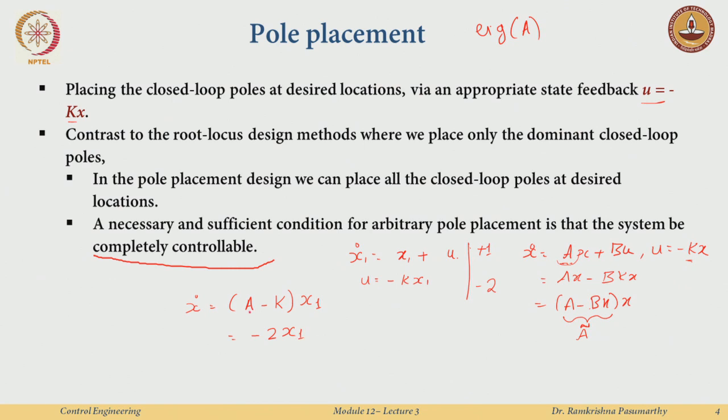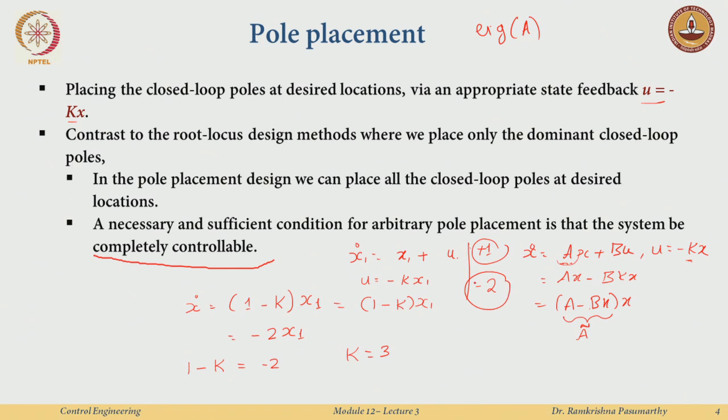Now, what is known to me, I know this A here, so this A is 1, so this is 1 minus k x1. A is just 1, let me write it over here directly. So I am just solving a linear equation now. So 1 minus k is minus 2, which means that k is 3. Okay. So put k equal to 3 here, and you arrive at this one. Starting with an open loop pole which was at plus 1, via u equal to minus k x1, I could place it at minus 2.